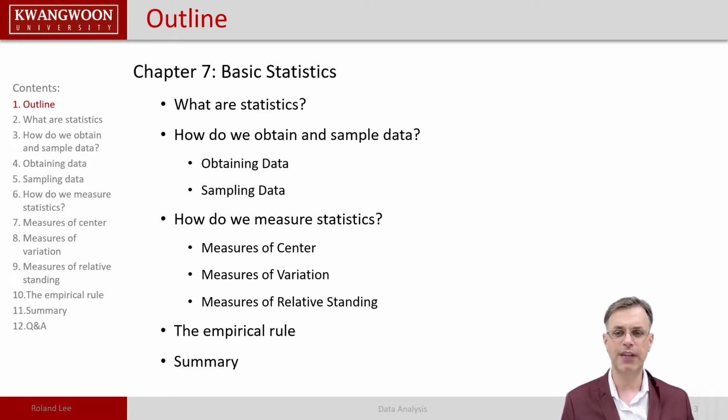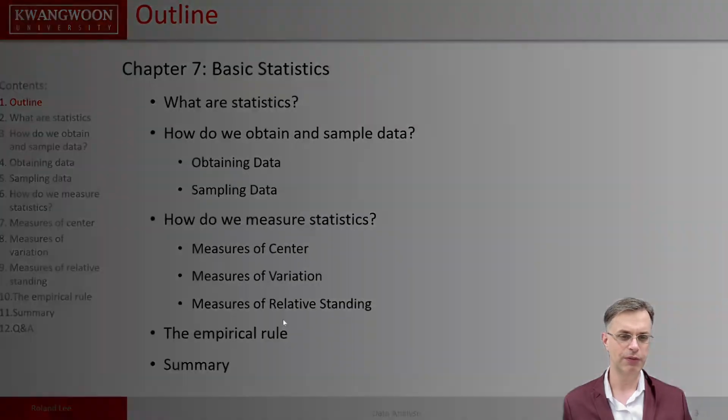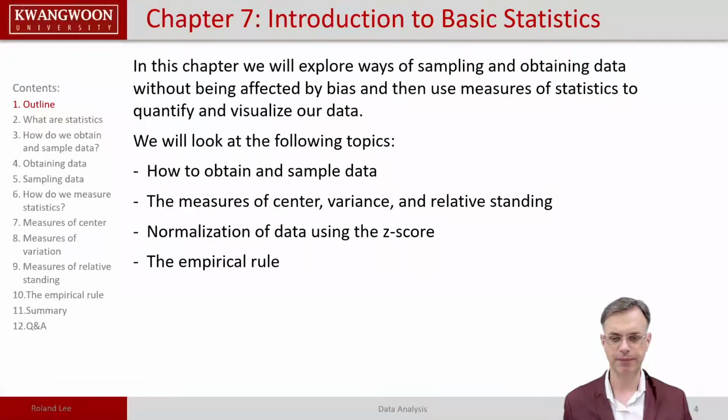And then we will do the following again: how to obtain and sample data, then measures of center, variation and relative standing to each other, and then normalization of the data using the z-score, and then the empirical rule, and we actually finish thereafter.